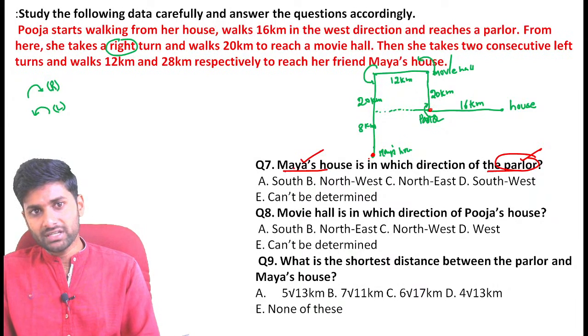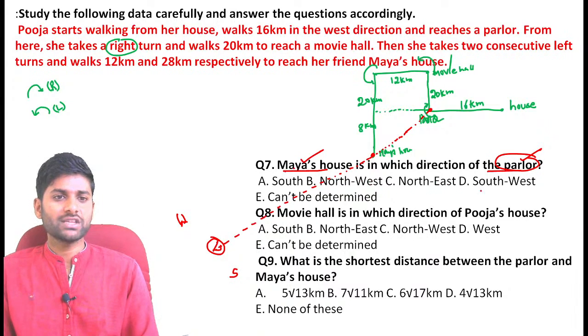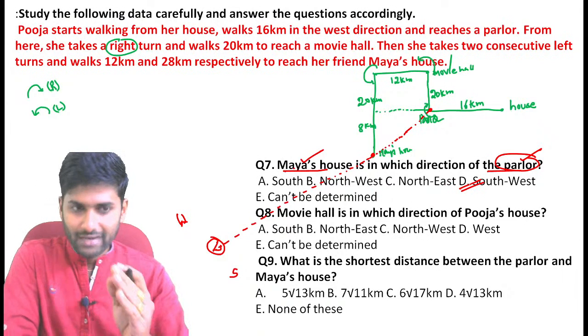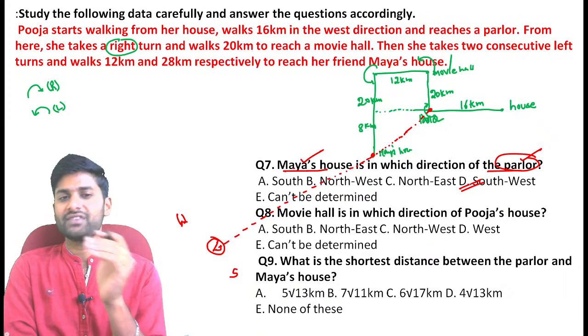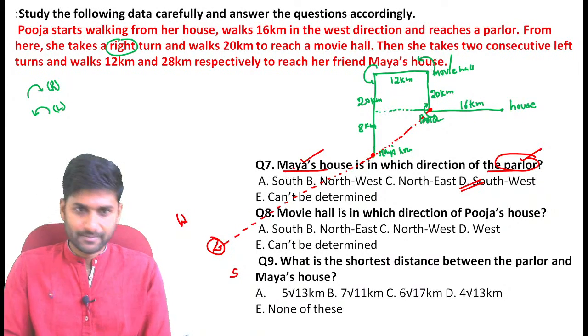We want Maya's house with respect to the parlor. We know that this is the parlor, and it is always the constant. Based on that constant point, you just connect the line. Now see, in which direction is the line moving? This is the arrow, so this corner represents between south and west. So southwest is the perfect answer, guys. Always put the second term as the constant. From that point onwards only, you connect the first point. So the direction of the arrow always represents the answer, guys.